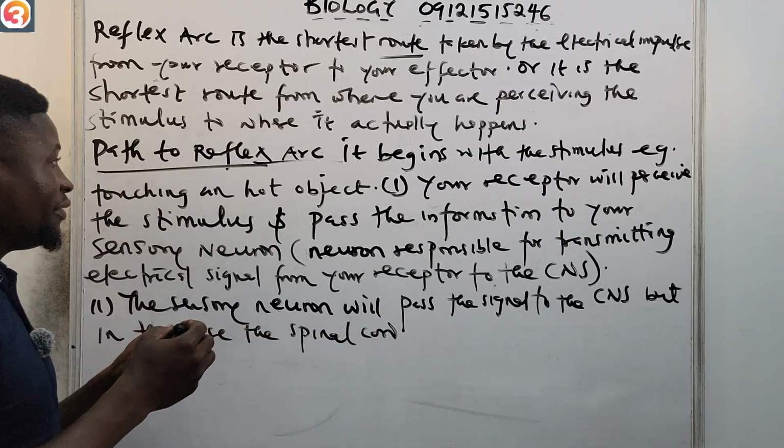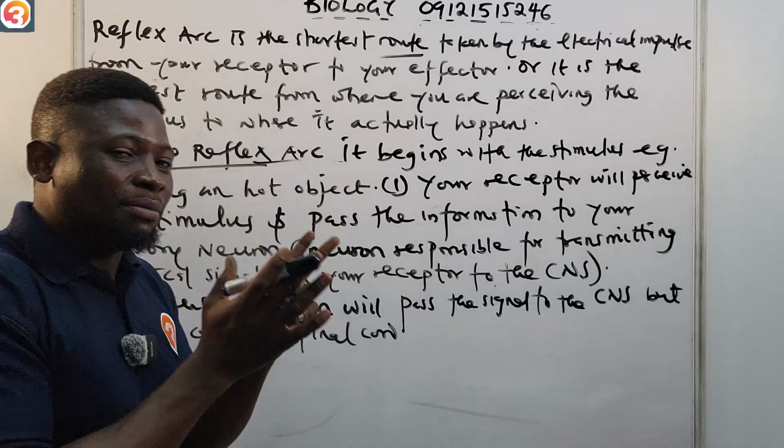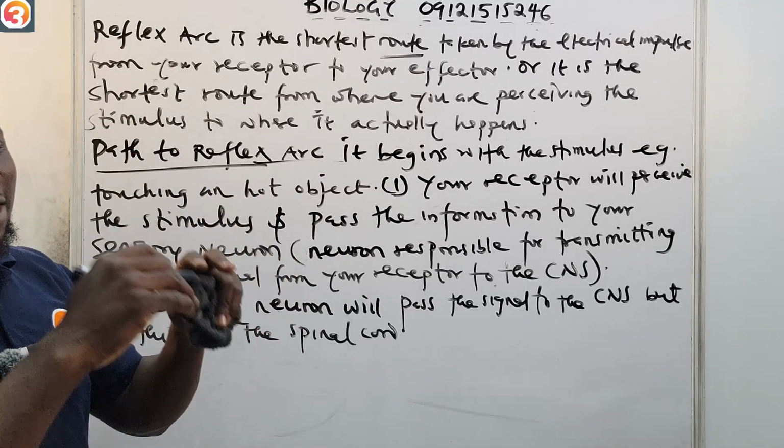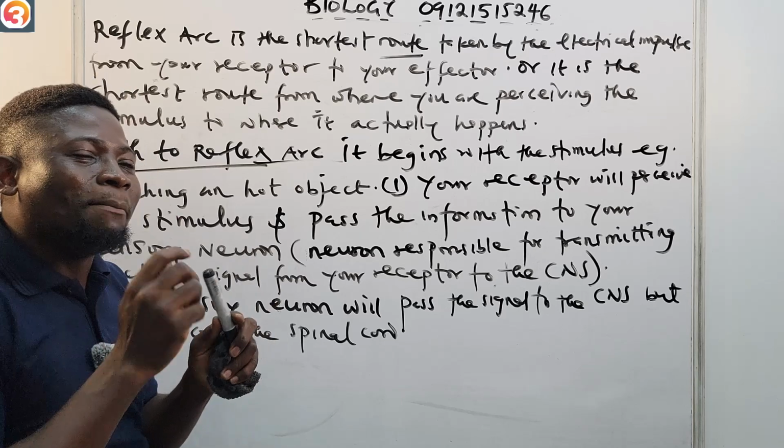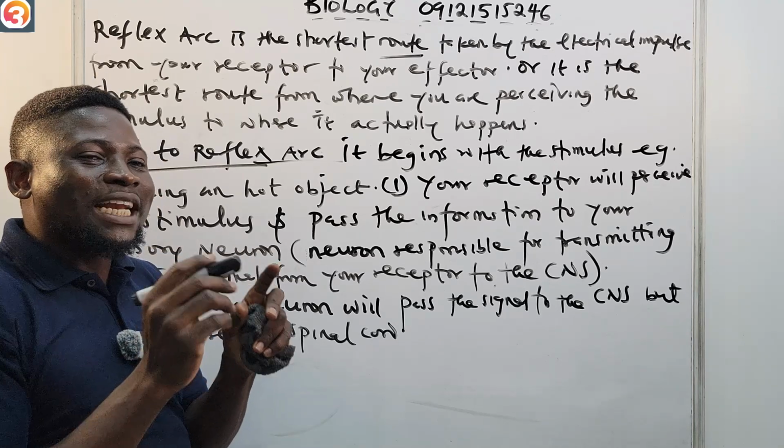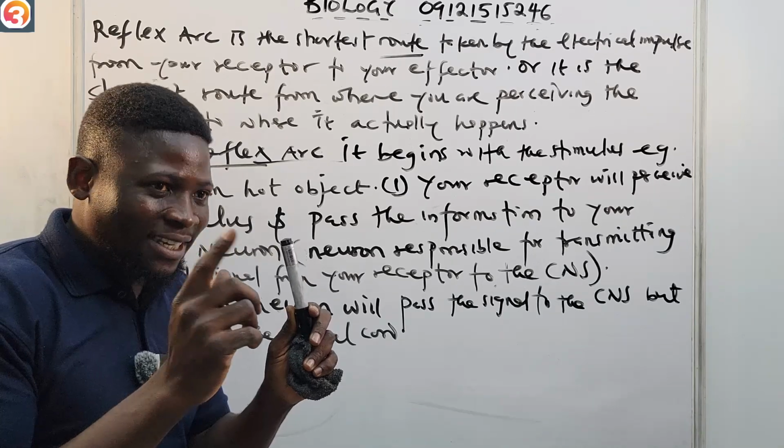Please take note that for reflex arc, the central nervous system is involved, okay? Both the brain and the spinal cord. But for reflex arc, we are concerned about the route it takes.